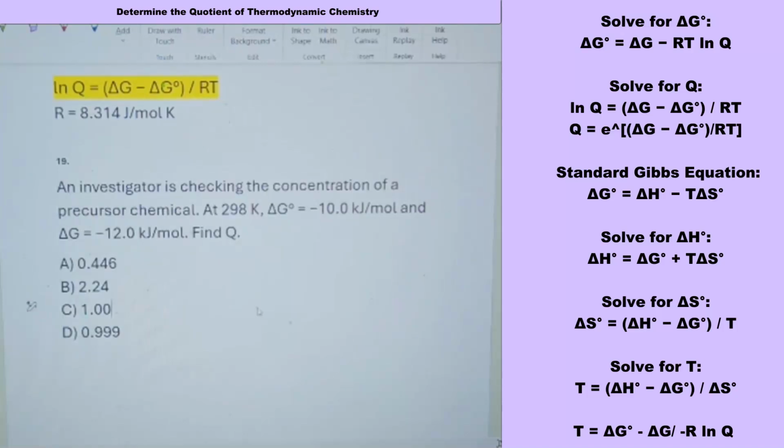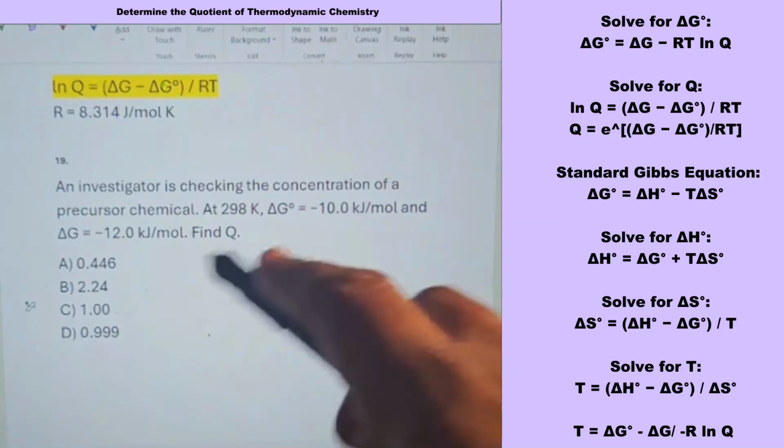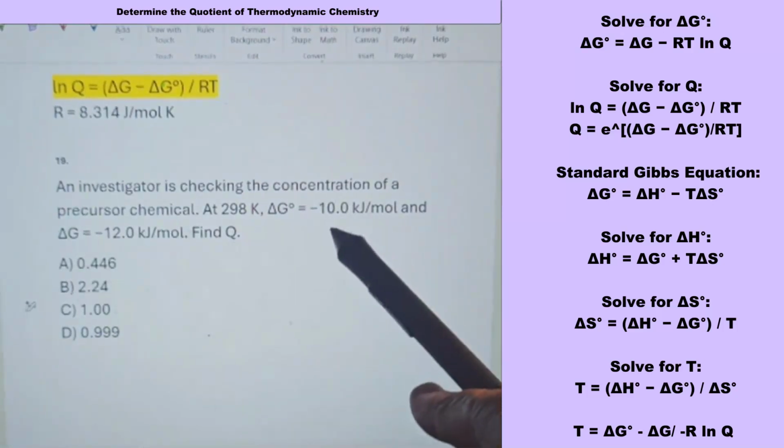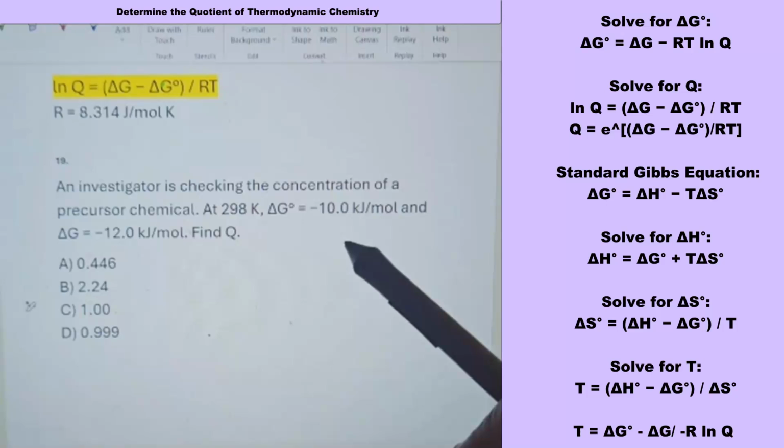Okay. An investigator is checking the concentration of a precursor chemical. At 298 Kelvin, delta G is equal to negative 10.0 kilojoules per mole. Standard delta G versus the delta G is equal to negative 12.0. For those of you that don't know, why do they give you one that's standard? What it should be versus what it is. That's pretty much what that represents.